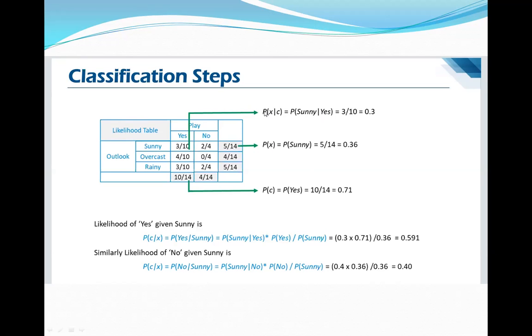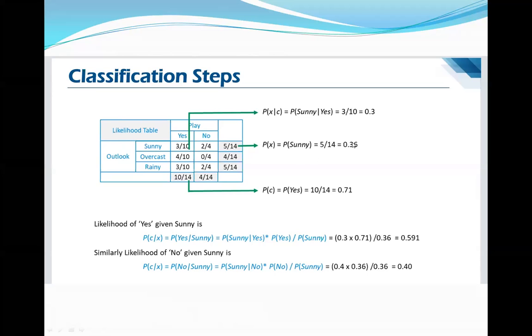Here I have given the arrow mark showing how to calculate the values. It's self-explanatory. So probability of X given C is the probability of sunny given yes. Sunny given yes is given as 3 divided by 10. It's totally 0.3. Same way we have to calculate the probability of sunny. How to get the probability of sunny? You have to add the first row, because this entire first row is about sunny. Whether it is played or not, that is not an issue. We have to know the probability of sunny.